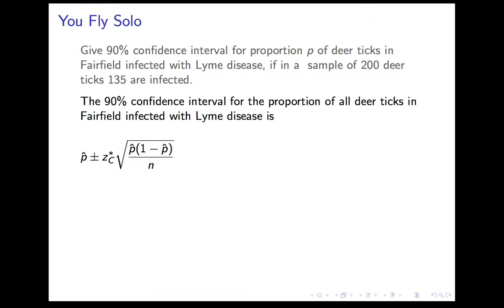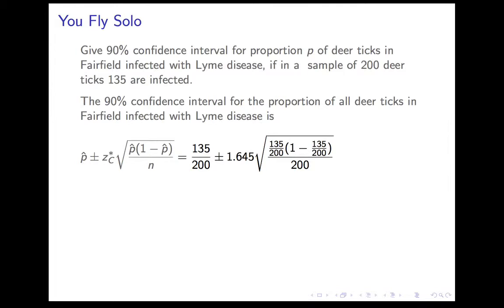Okay? We report the 90% confidence interval for the proportion of all deer ticks in Fairfield infected with Lyme's disease is p hat plus or minus z star c times the standard error. P hat is 135 over 200. Z star c is 1.645 because of the 90% figure. And inside the square root, we put p hat times the quantity 1 minus p hat in parentheses, and we divide by n. Doing my calculations off camera, that works out to 67.5% plus or minus 5.5%. We had a sample size in between the previous two, and we end up with a margin of error that's in between the previous two.